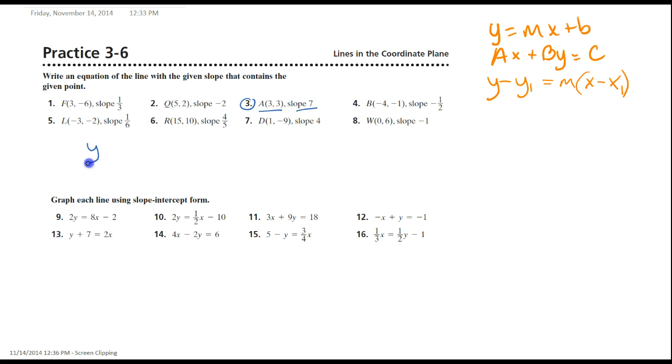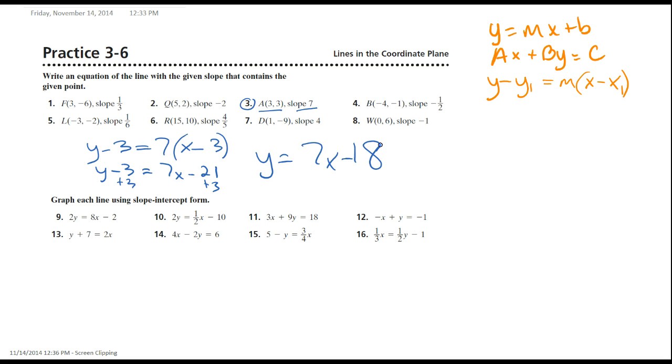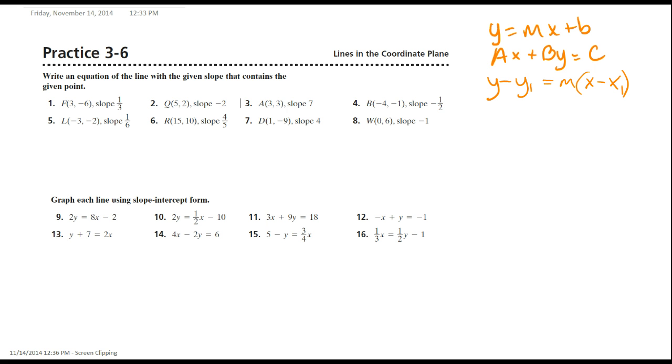Number three, a point and a slope. So y minus y1 equals slope times x minus x1. Y minus 3 equals 7x minus 21. Add 3 to both sides. Y equals 7x minus 18. Number four.